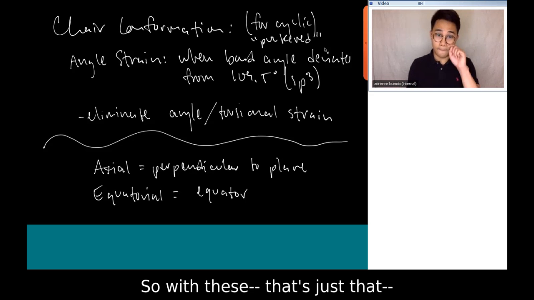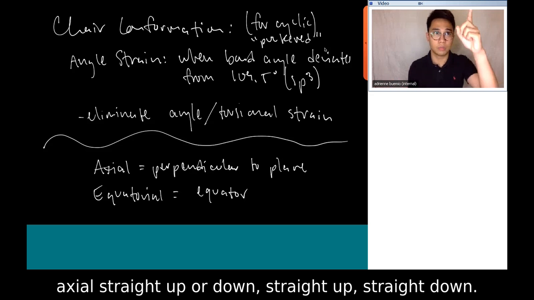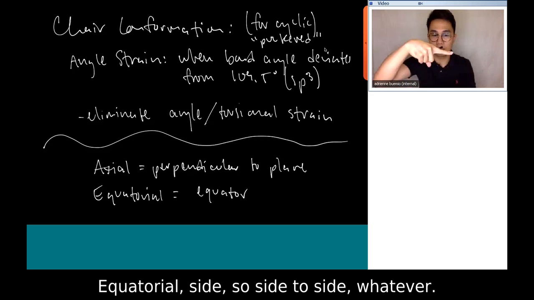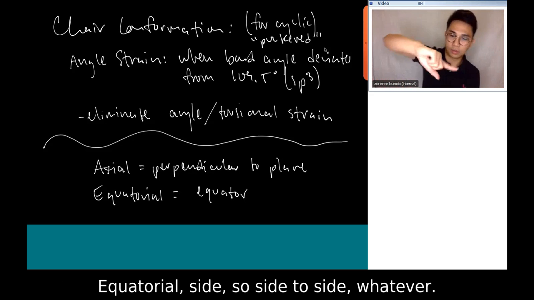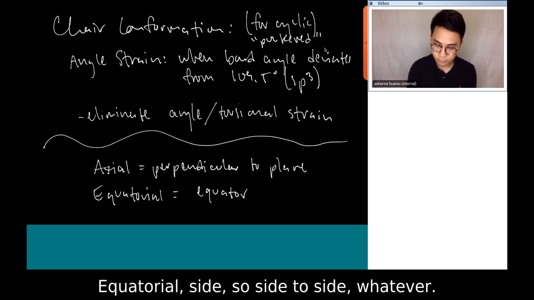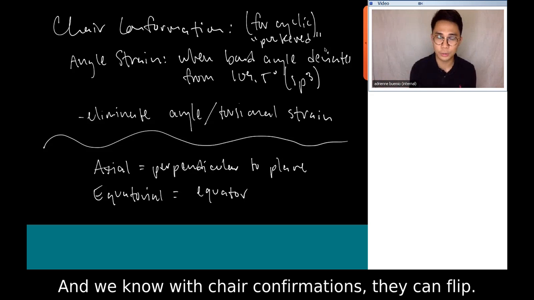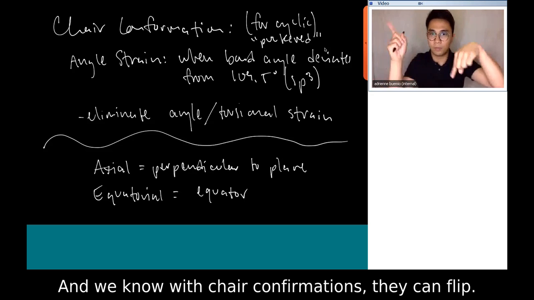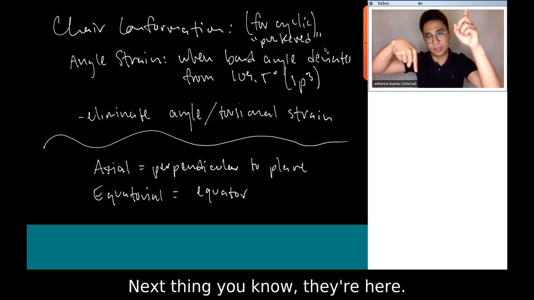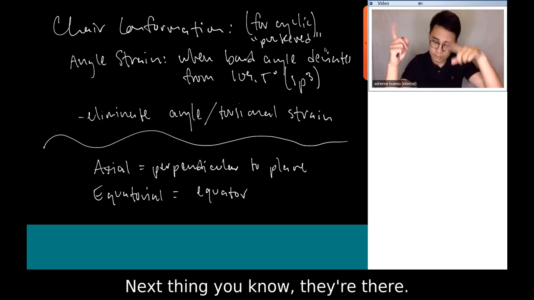So with these, axial is straight up or down, right? Straight up, straight down. Equatorial, side, right? So side to side, whatever. And we know with chair conformations, they can flip, right? They can flip. Next thing you know, they're here. Next thing you know, they're there.